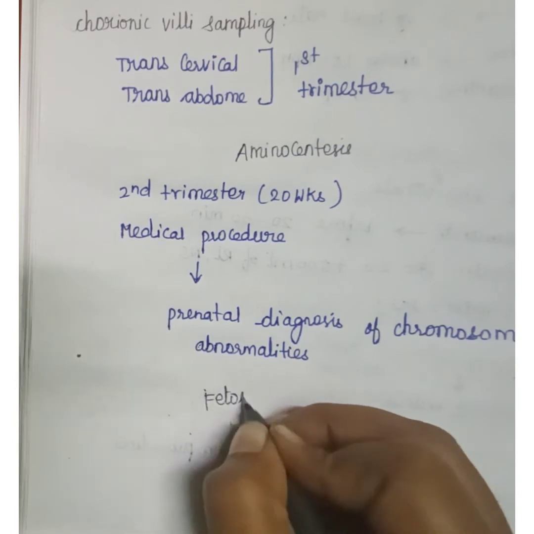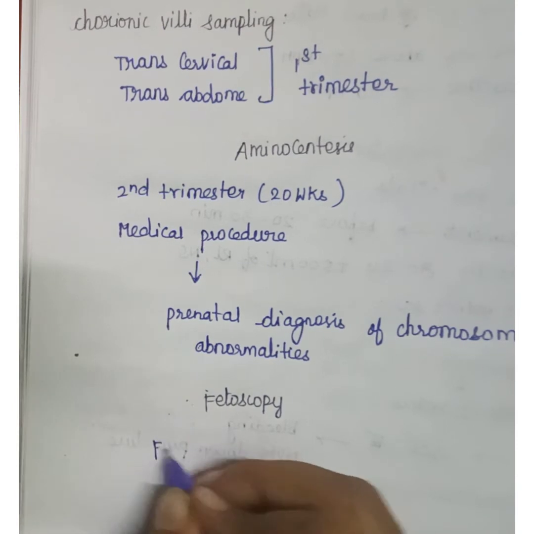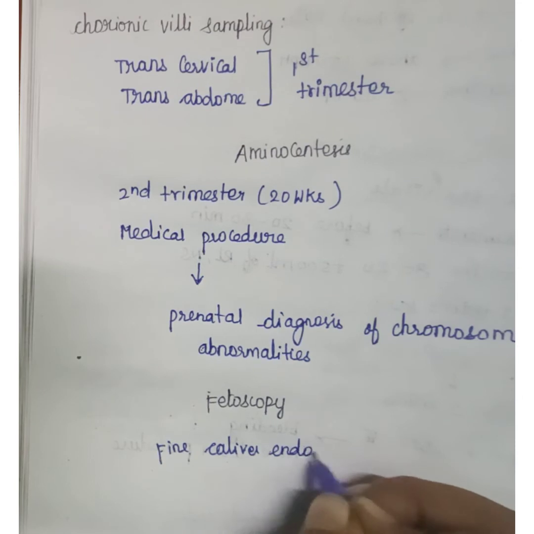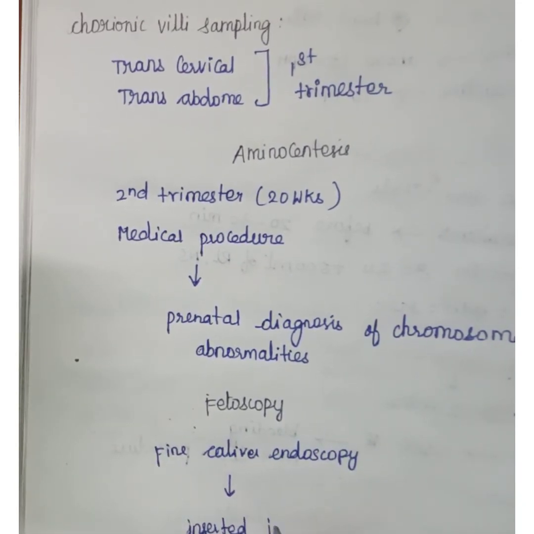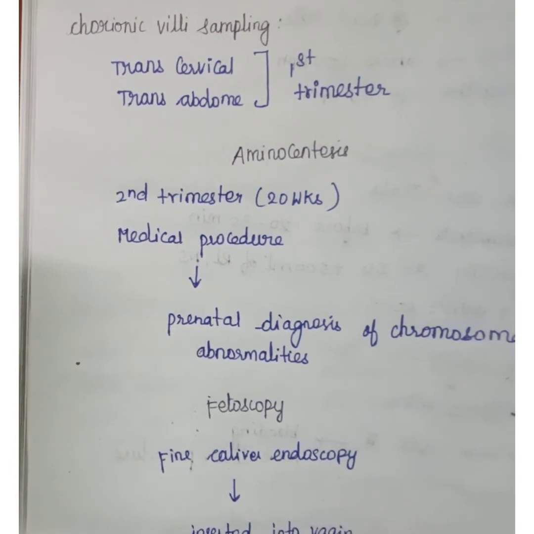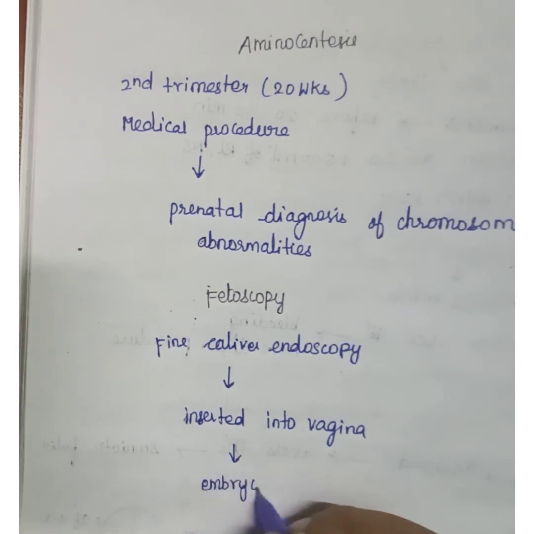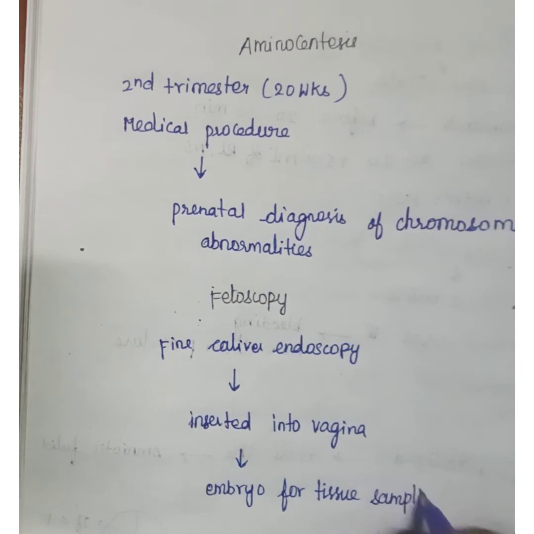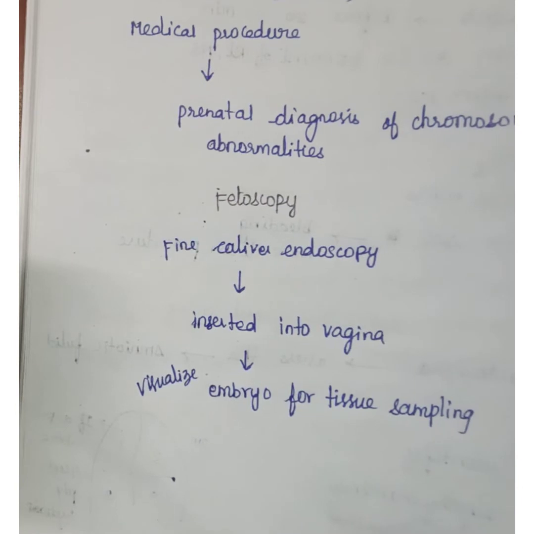Next one is fetoscopy. Here a fine caliber endoscope is inserted into the vagina to visualize the embryo, to visualize the embryo for tissue sampling. So this is about fetoscopy. I'm giving only simple notes.